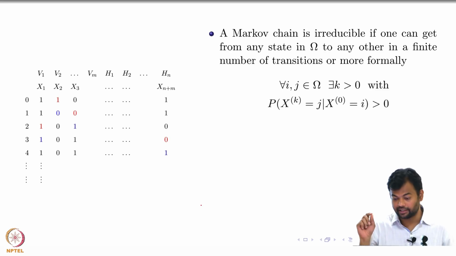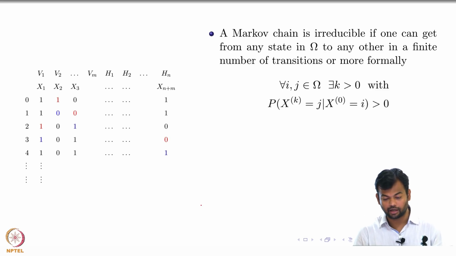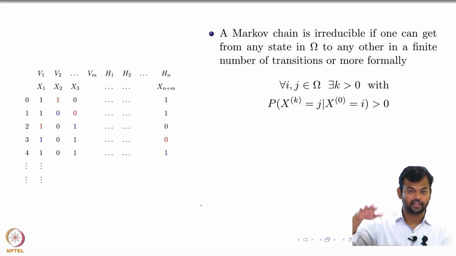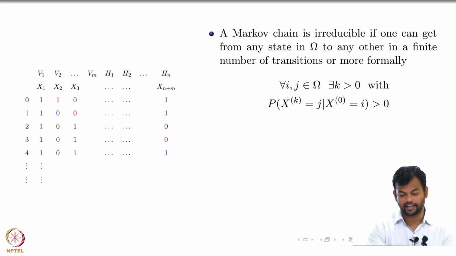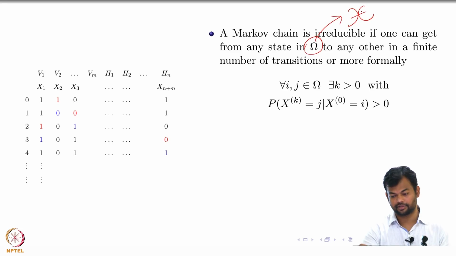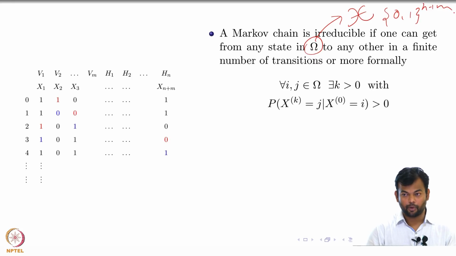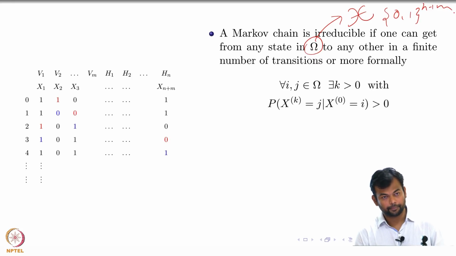So first I'll look at the definition of irreducible. A Markov chain is irreducible if one can get from any state in omega. Omega is your entire state space. This was earlier defined using that stylish x, or it's 0 to 1 raised to n plus m in our case. So in your state space, it is possible to reach any state starting at any initial state.